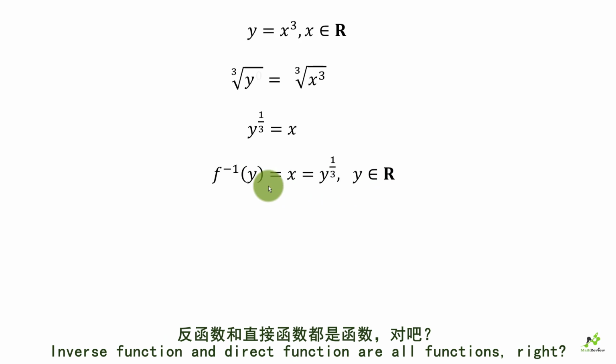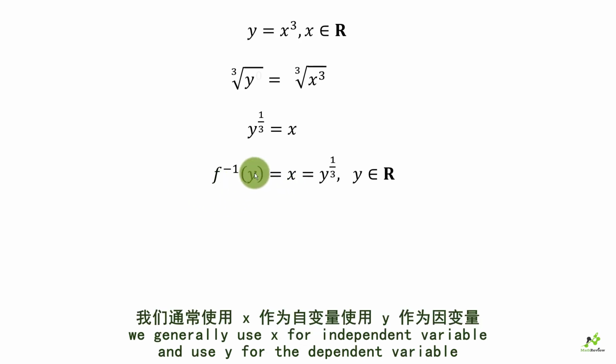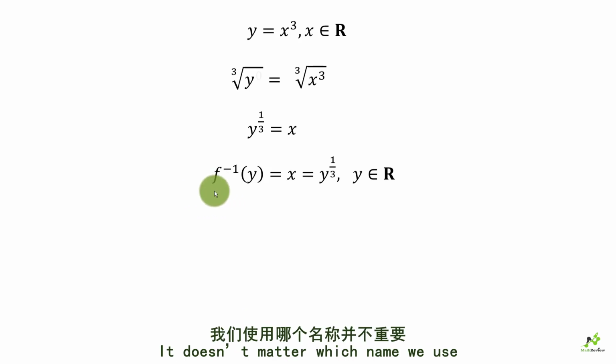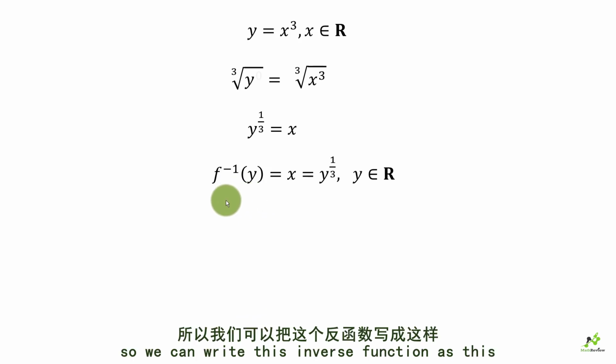Inverse function and direct function are all functions, right? When we are talking about function, we generally use x for independent variable and use y for the dependent variable. It doesn't matter which name we use, but generally it's like this. So we can write this inverse function as this.